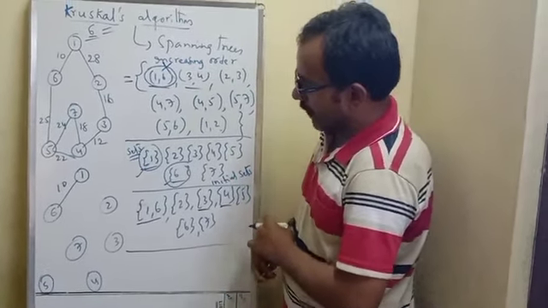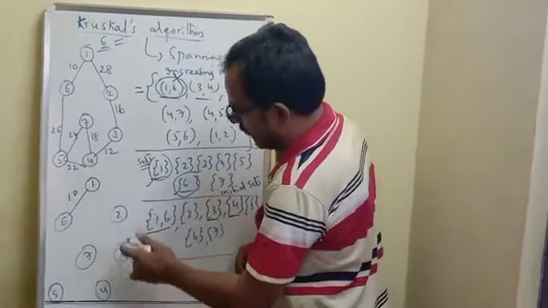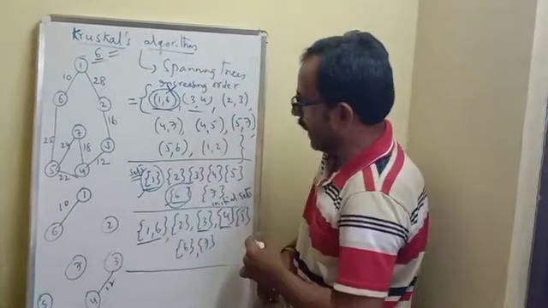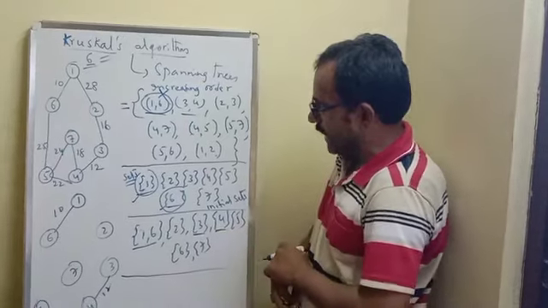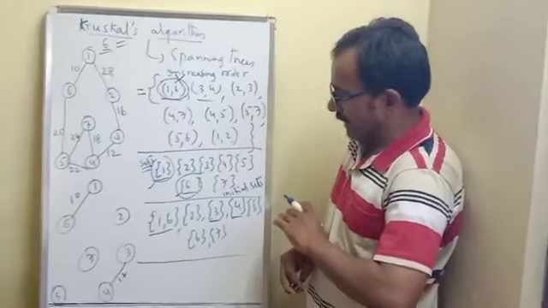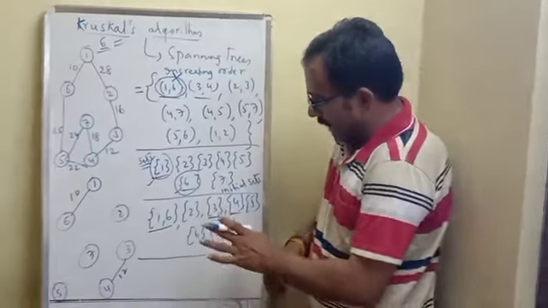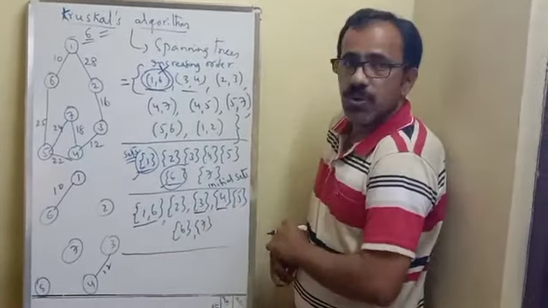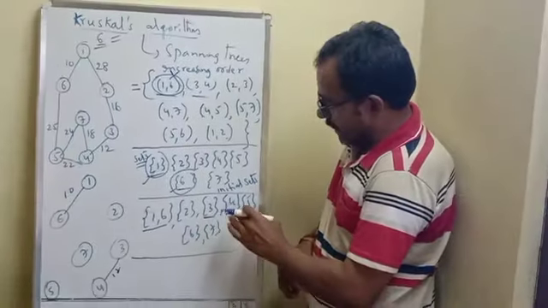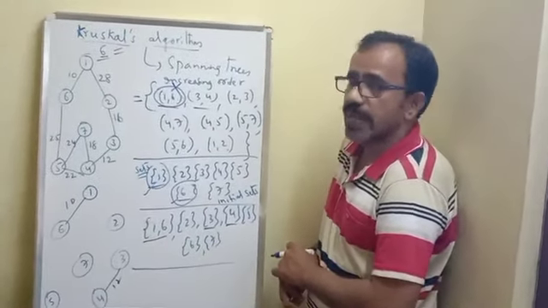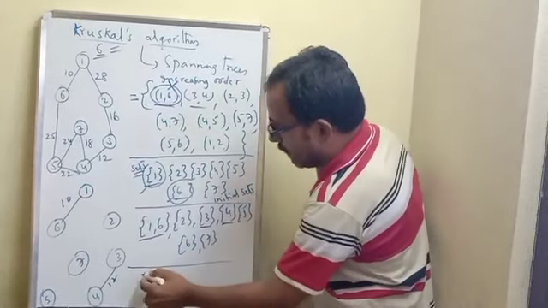Now verify how 3 and 4 are connected in the graph. 3 and 4 are connected in this line, with weight 12. Then after adding 3 comma 4, whatever addition happened on screen, immediately update the sets also. Combine the two sets which are containing 3 and 4 as members. Then immediately update the sets now.